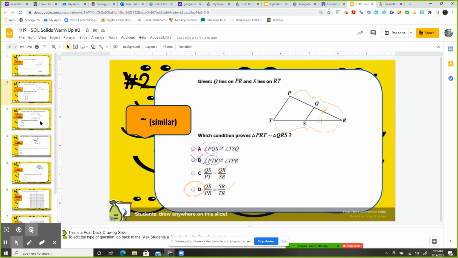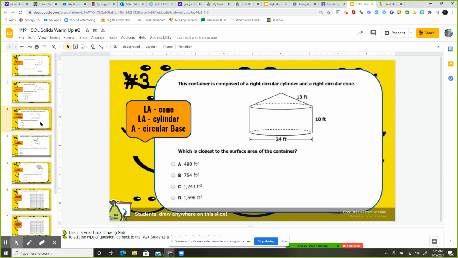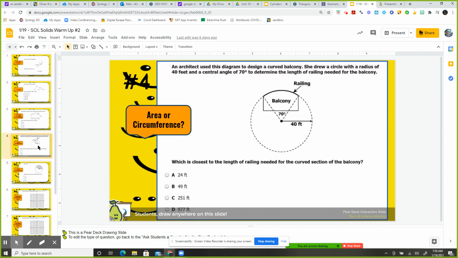That was fantastic. I'm going to skip 3 for right now because 3 is a lot of work. So I'm going to skip 3. Remind me to go back to it.